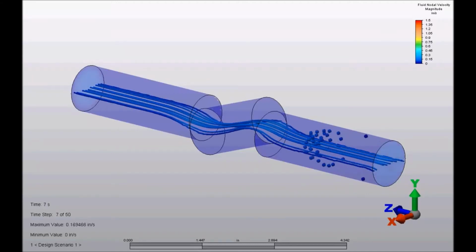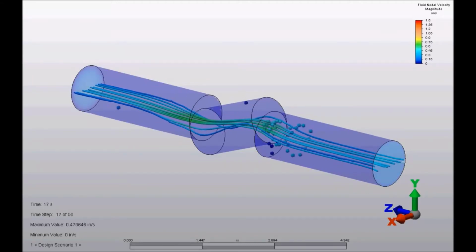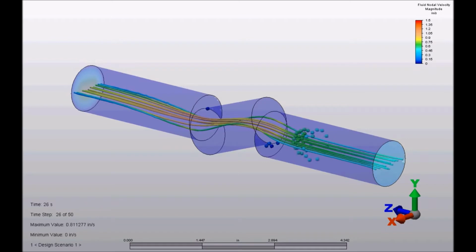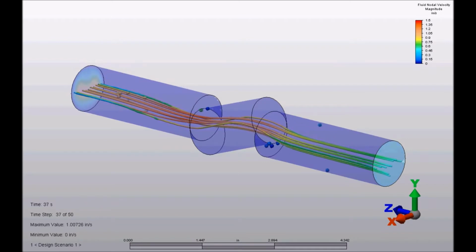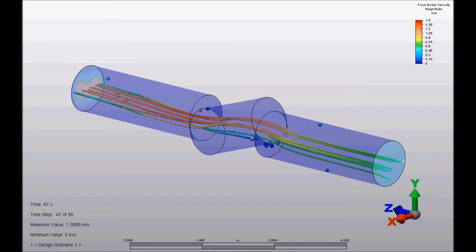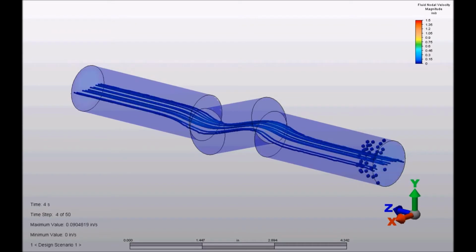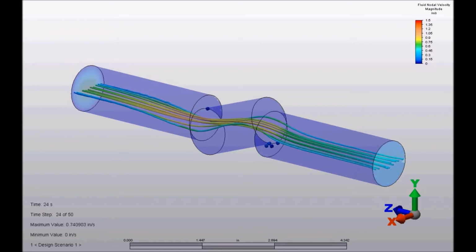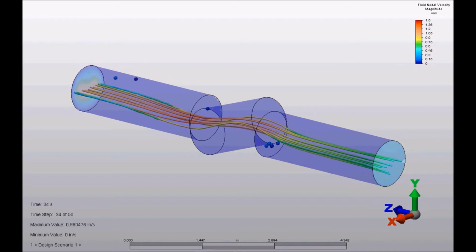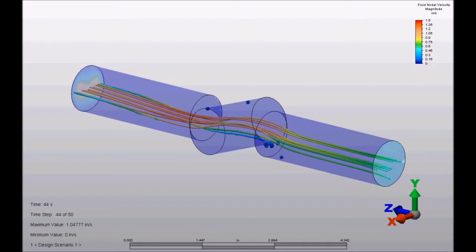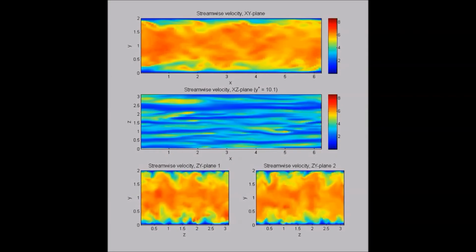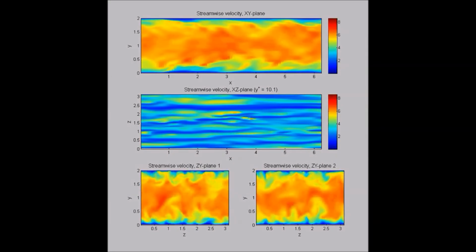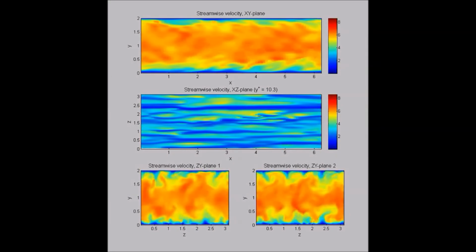In this video series, we will solve problems involving relatively simple geometries, such as flow through a pipe or a channel. Like a pipe like this, you see the animation here. Or a channel flow, which is like this.